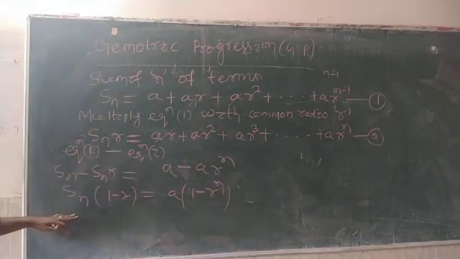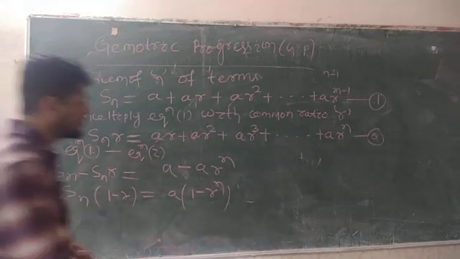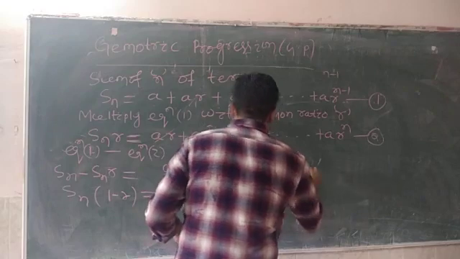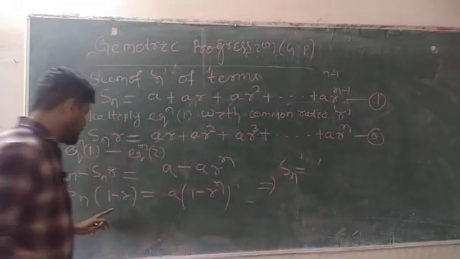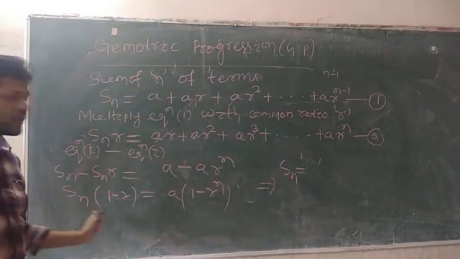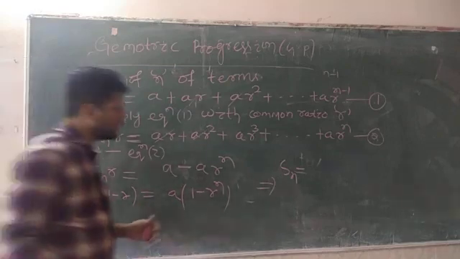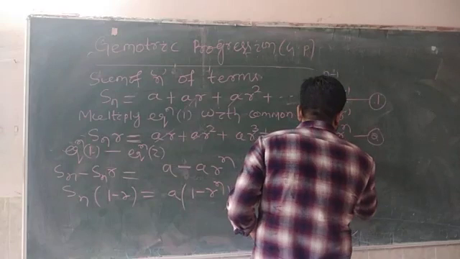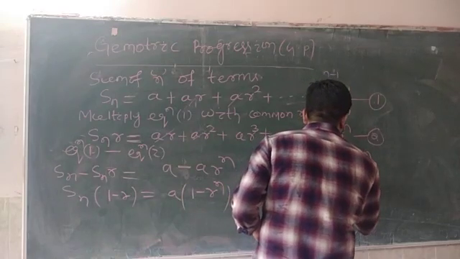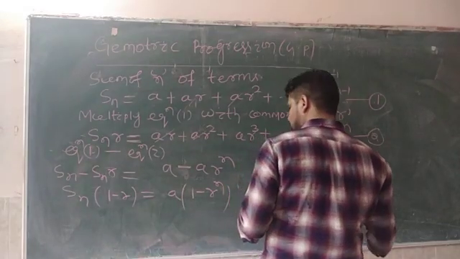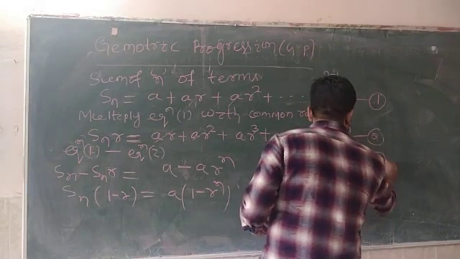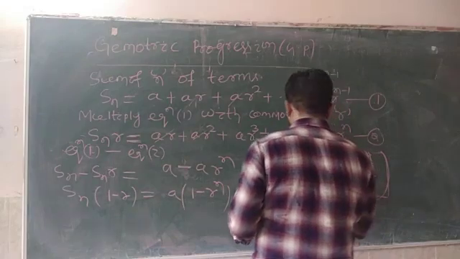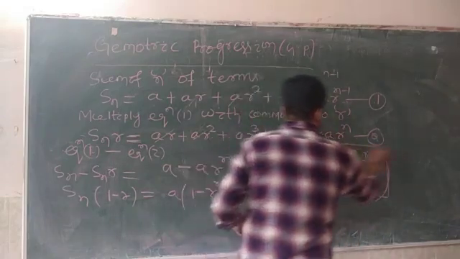So now the sum of n terms Sn becomes, which implies Sn is equal to what? If I take this 1 minus r to the right hand side, then what will happen? We have a into 1 minus r to the power n divided by 1 minus r. This is a very important formula.